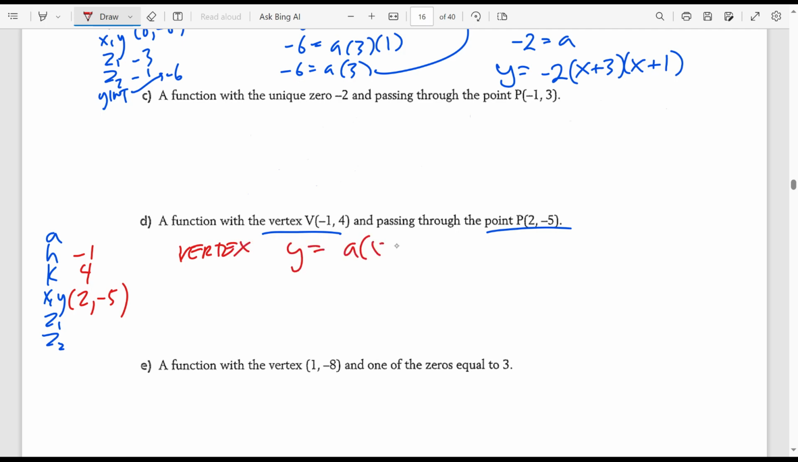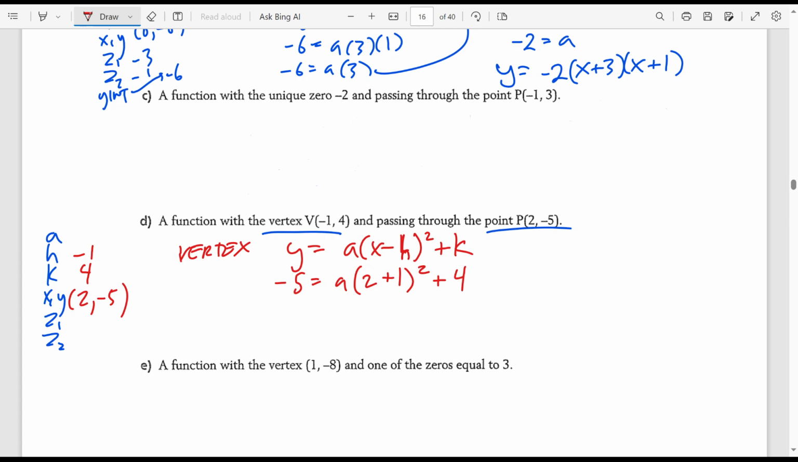So this will be the one that I use, right? y is equal to a(x minus h) squared plus k. What's tricky about this is that h is opposite, but the k is the same. I'm still just going to plug everything in as I see it. So that's going to be 2, this is going to be plus 1 squared, and then plus 4. Any questions on why that's 2 plus 1?